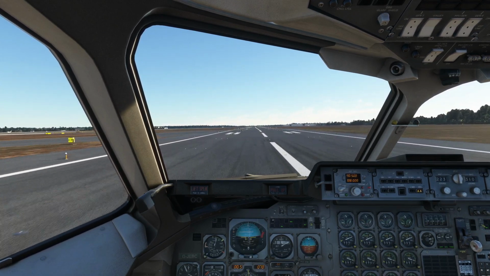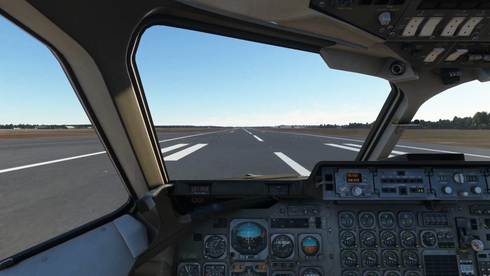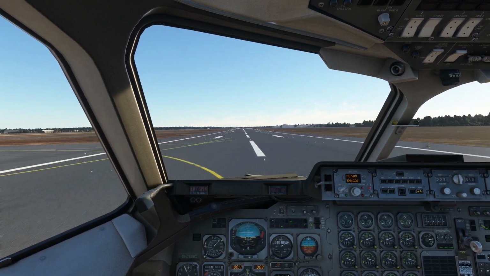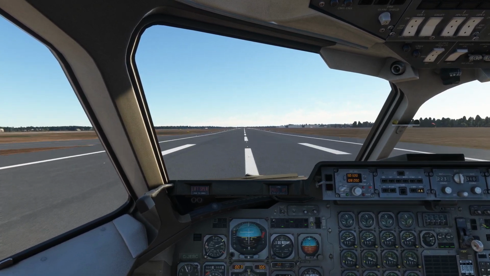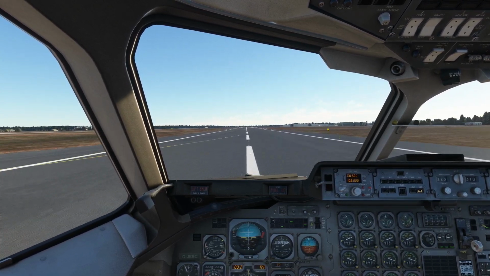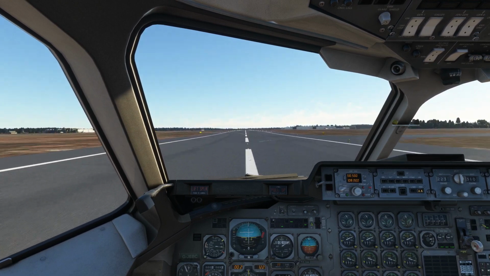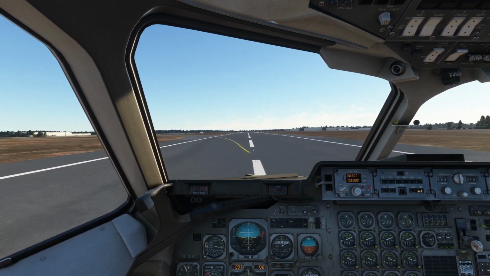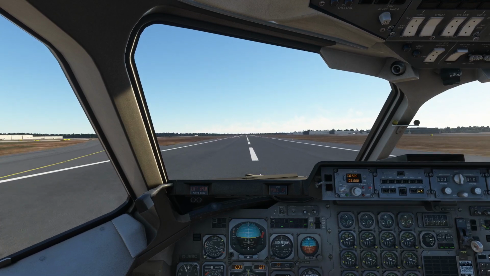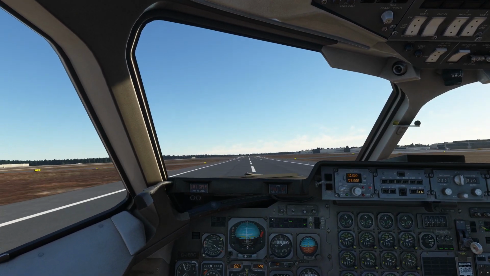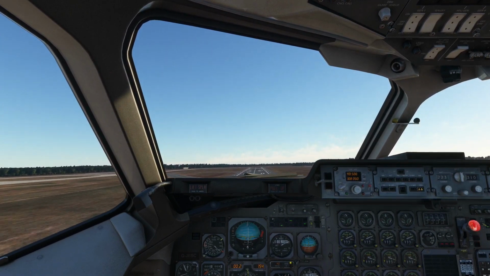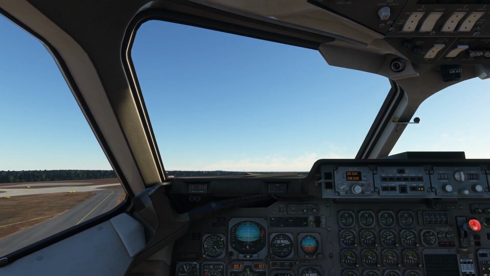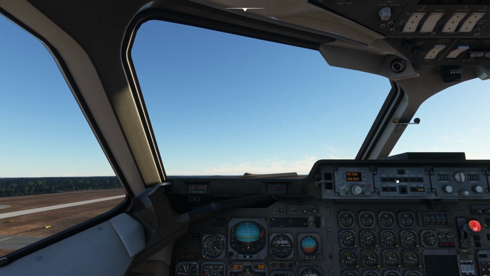Speed alive, both sides. 80 knots cross-checked. V1. Rotate. V2. Up. Gear up. And we'll hit vertical speed.